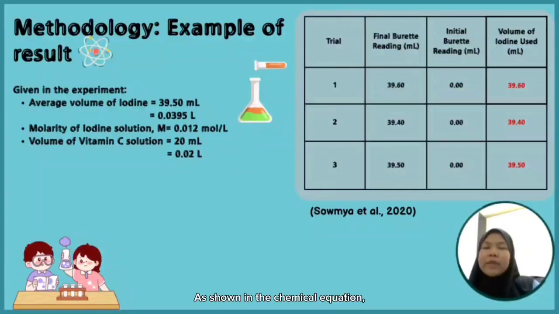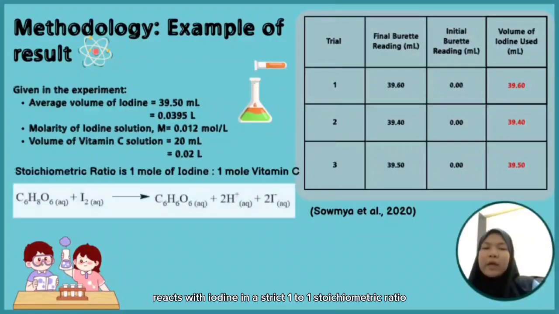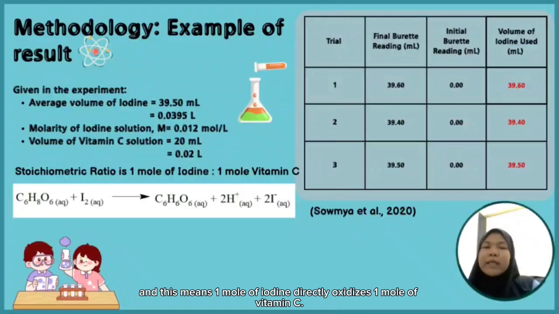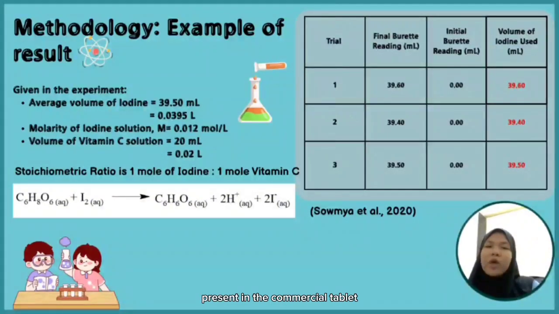As shown in the chemical equation, ascorbic acid reacts with iodine in a strict 1-to-1 stoichiometric ratio, and this means 1 mole of iodine directly oxidizes 1 mole of vitamin C. Using this value, the exact concentration and mass of vitamin C present in the commercial tablet can be successfully calculated.